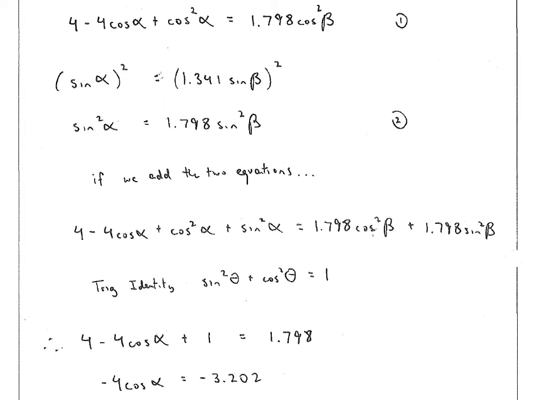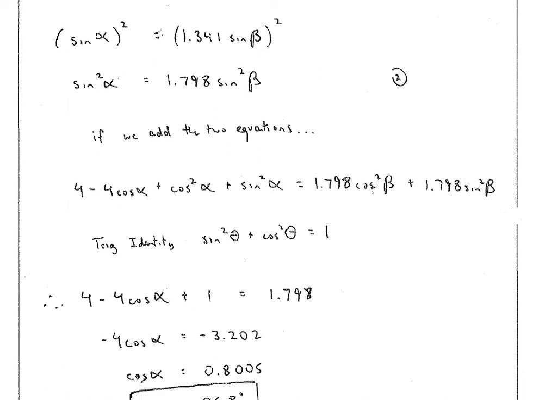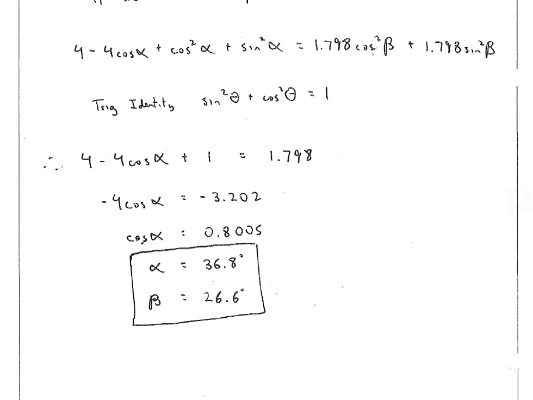Now let's rearrange our equation. I subtract the 1, subtract the 4, we get negative 4 cos alpha, divide by 4, take the inverse cos. We get alpha is 36.8 degrees and beta is 26.6 degrees.